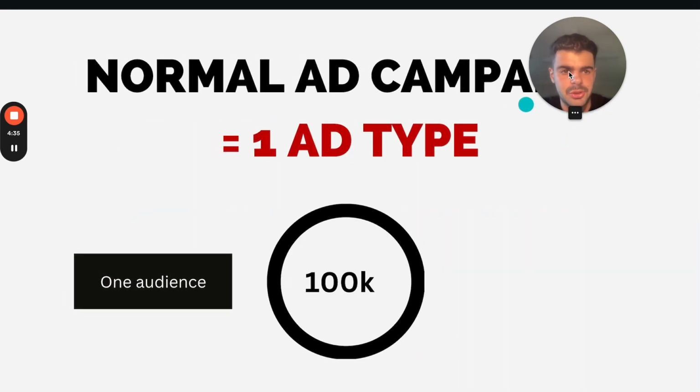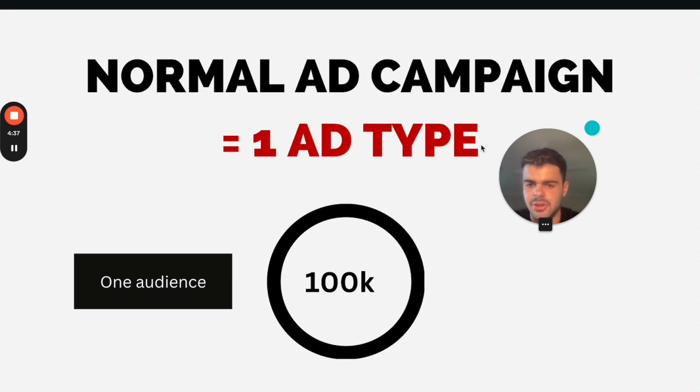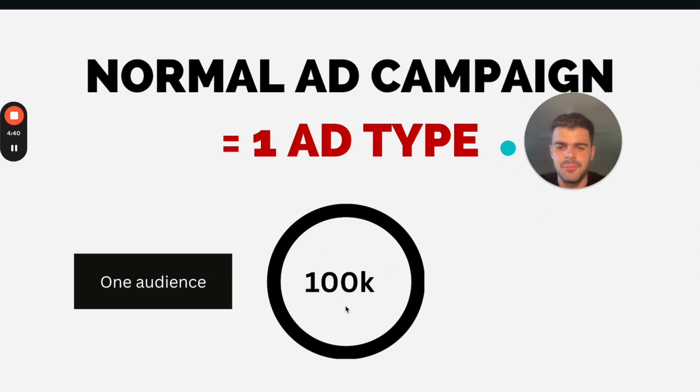So this is probably what your campaign looks like. I'm not trying to shit on your campaigns or anything, I'm just using 100K as a sample. You've got one audience, and by one audience I mean the people that are going to watch, view, or be served your ad are probably the same type of people, because all your ads probably look very similar.